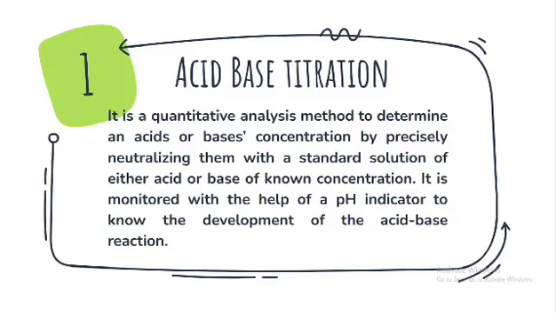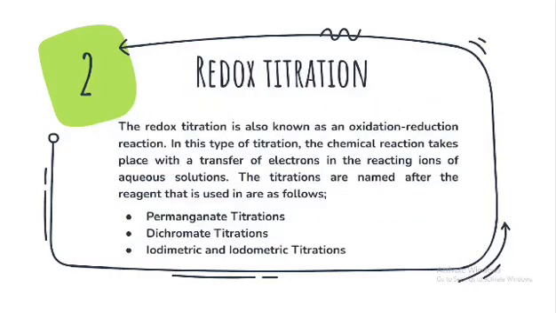Acid-base titration. It is a quantitative analysis method to determine an acid's or base's concentration by precisely neutralizing it with a standard solution of either acid or base of known concentration. It is monitored with the help of a pH indicator to know the development of the acid-base reaction.